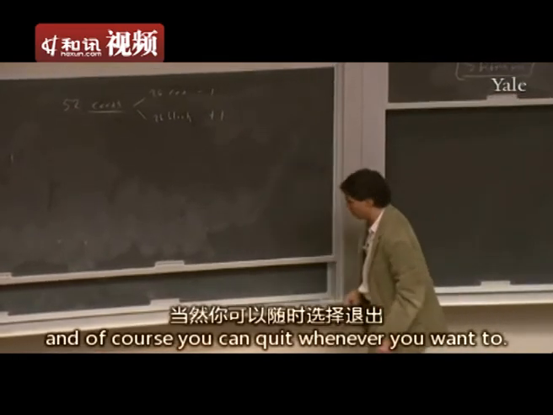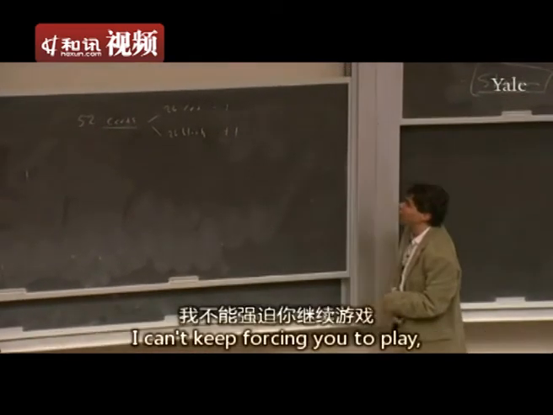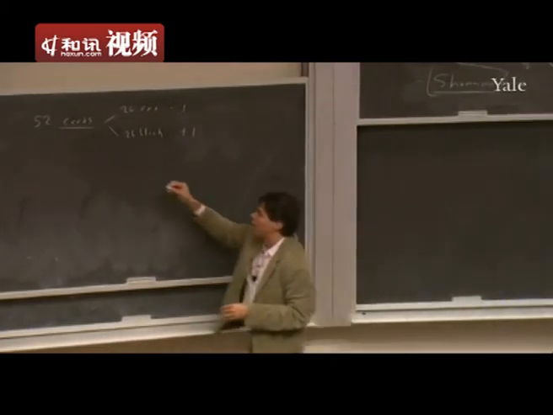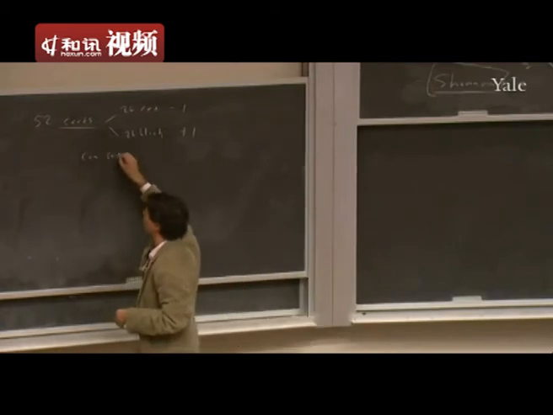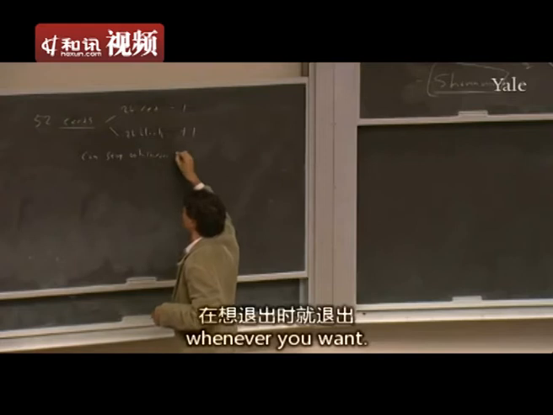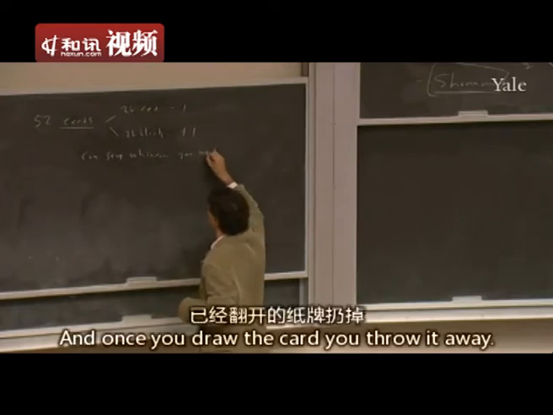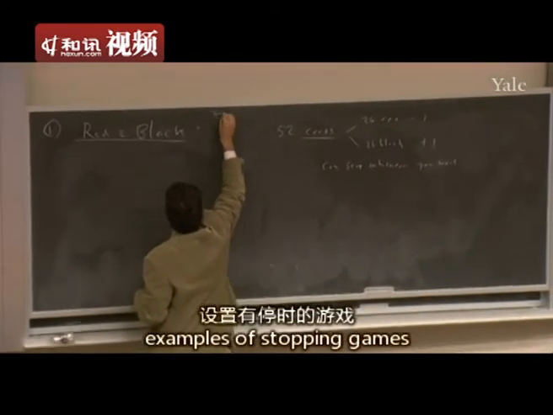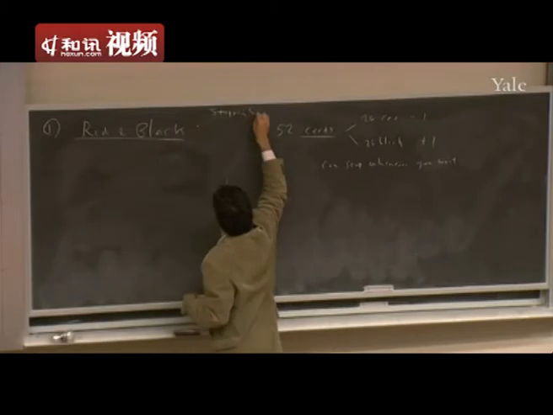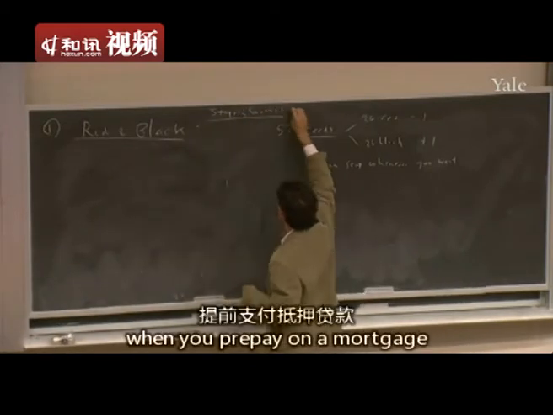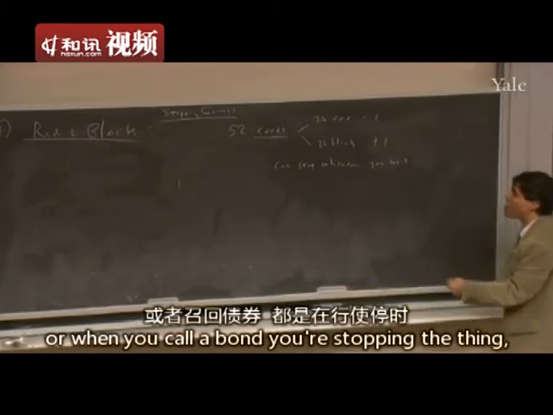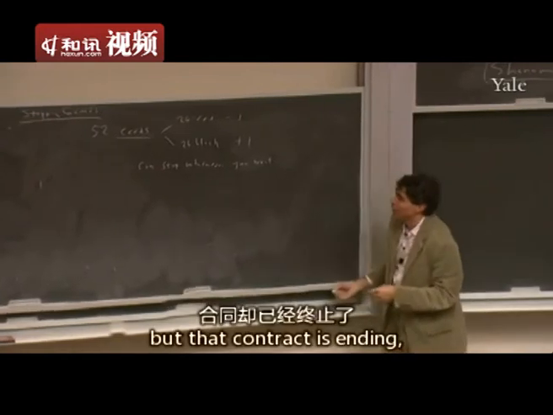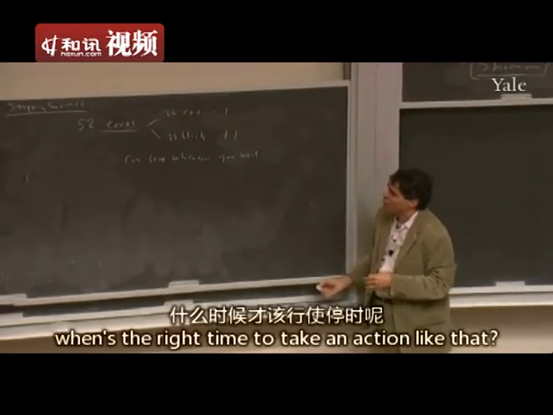So I'm offering you this chance to play this game. And of course, you can quit whenever you want to. I can't keep forcing you to play, so anytime you want, you can quit. Once you draw the card, you throw it away. All these examples are going to be examples of stopping games. And you'll see in economics that when you prepay a mortgage or when you call a bond, you're stopping the thing. The contract's ending. Life is going on, but that contract is ending. So we want to know when's the right time to take an action like that.